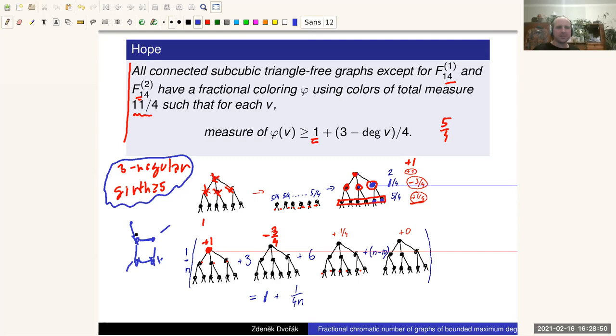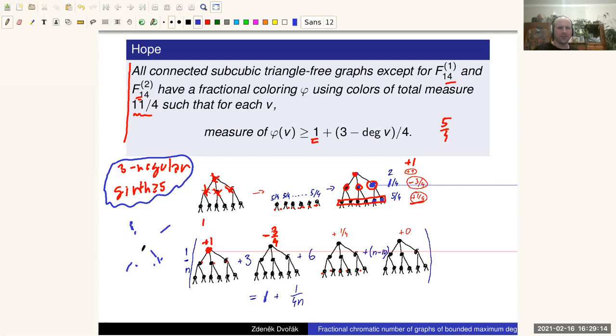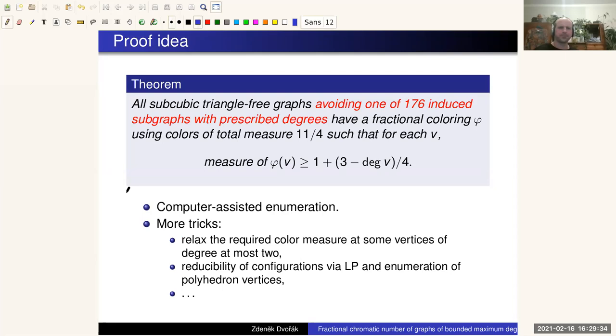But of course, there is a problem that when you deleted this 4 cycle and added this thing to perform the reduction, you might have created one of these 176 forbidden obstructions, and then you need to deal with this in some different way. So then you know that somehow in your original graph, you have this 4 cycle, which in some way attaches to part of this obstruction. And what you do is you consider both of them together as a single large reducible configuration, and you keep fighting it. Eventually it works. And of course, we didn't check this is true for 176 graphs by hand. We need to have a computer to help us.